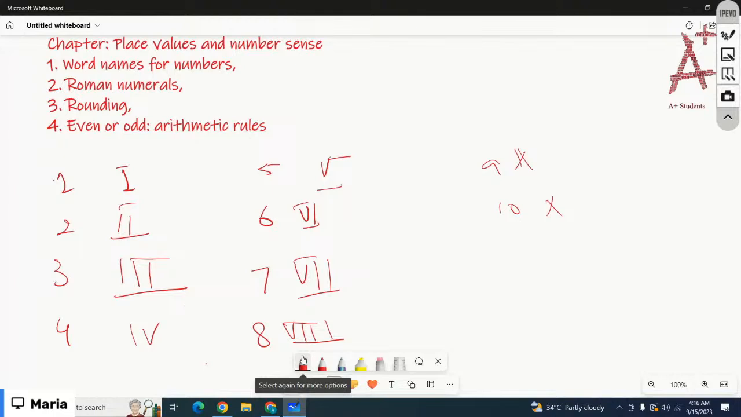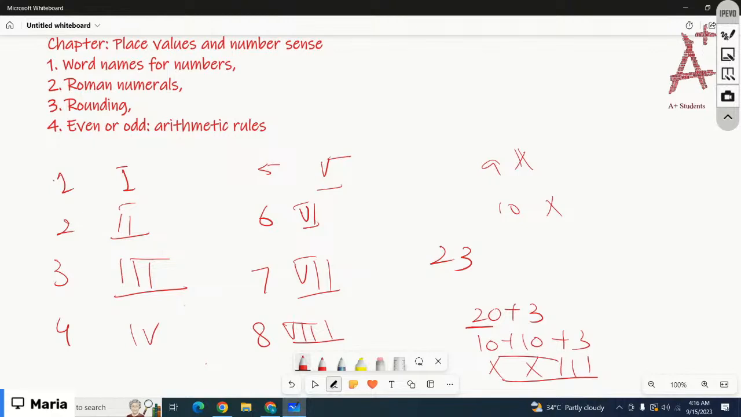For example, you have to make 23. How do you make 23? First, let's break down 23. 23 is 20 plus 3. We know that you can write 20 as 10 plus 10, plus 3. So 10 is X, another 10 is X, and 3 is III. So that makes 23.